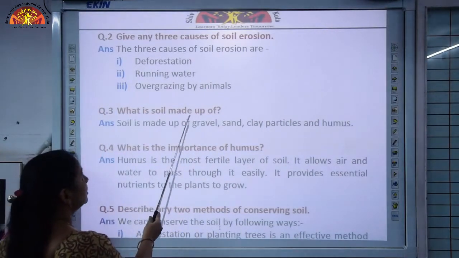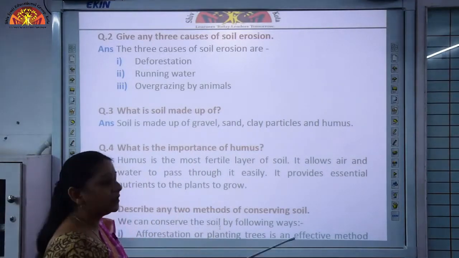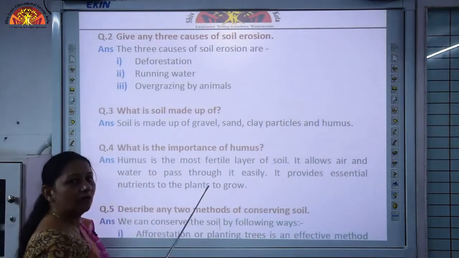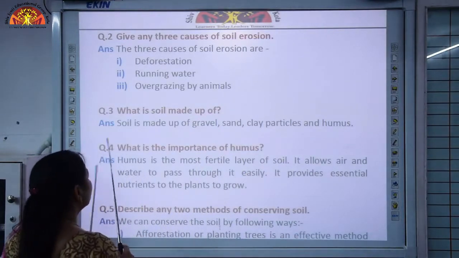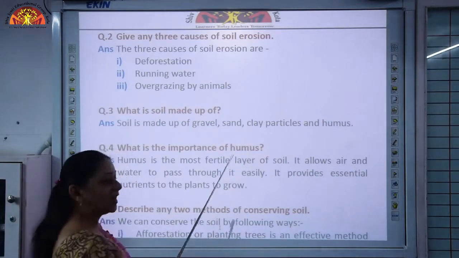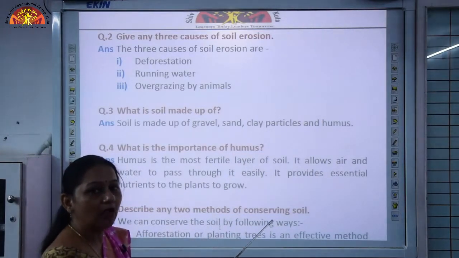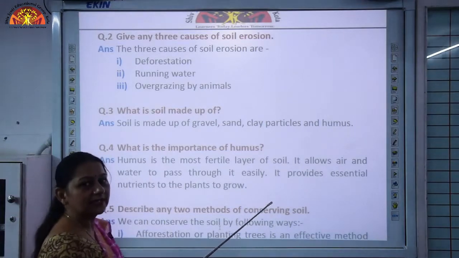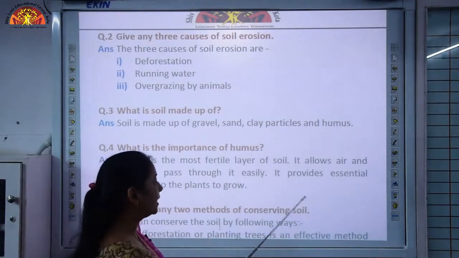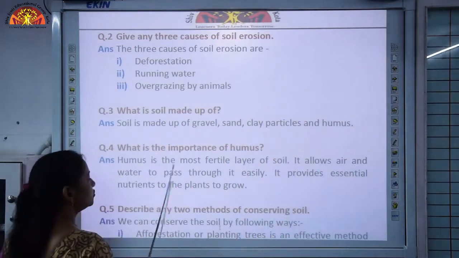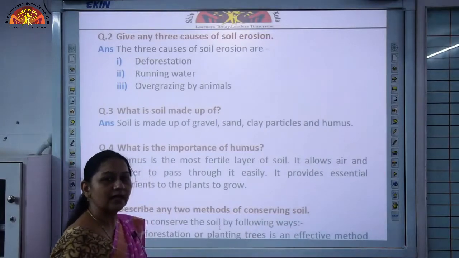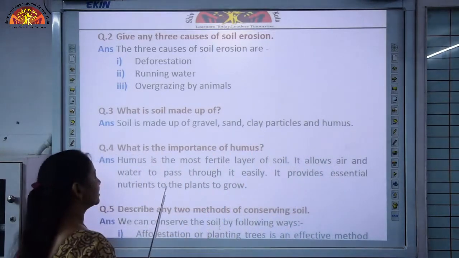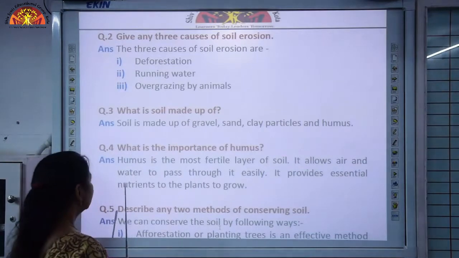Third one, what is soil made up of? The ingredients or the components of soil, that is, soil is made up of gravel, sand, clay particles, humus. All these are present in the soil. Fourth one, what is the importance of humus? Why is humus important, which is present in the soil? Humus is the most fertile layer of the soil. It is very fertile. It helps in enhancing the growth of the plants. It allows air and water to pass through it easily. Humus allows air and water to pass very easily into the soil, and thus it provides essential nutrients to the plants to grow.